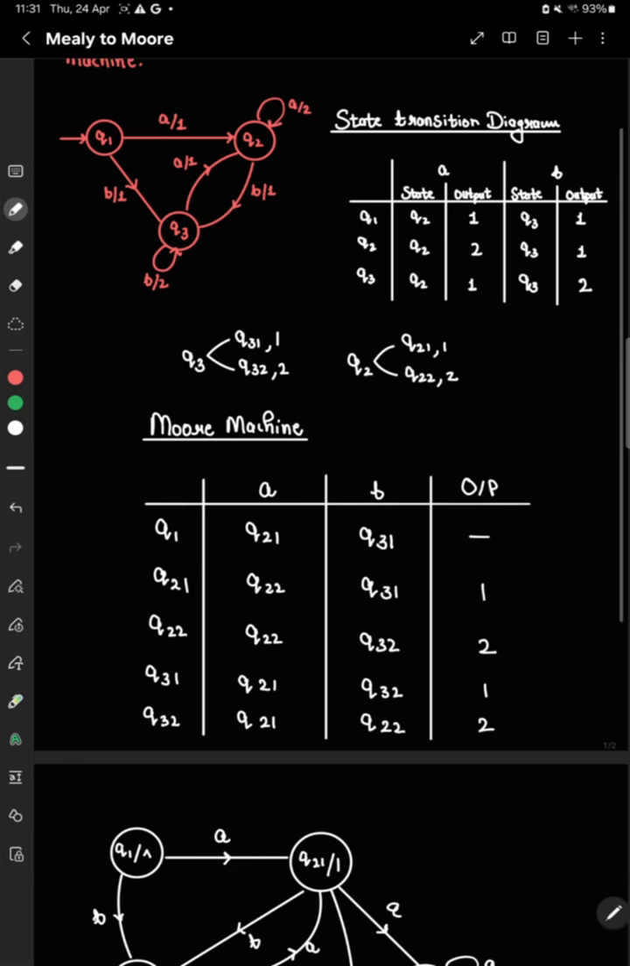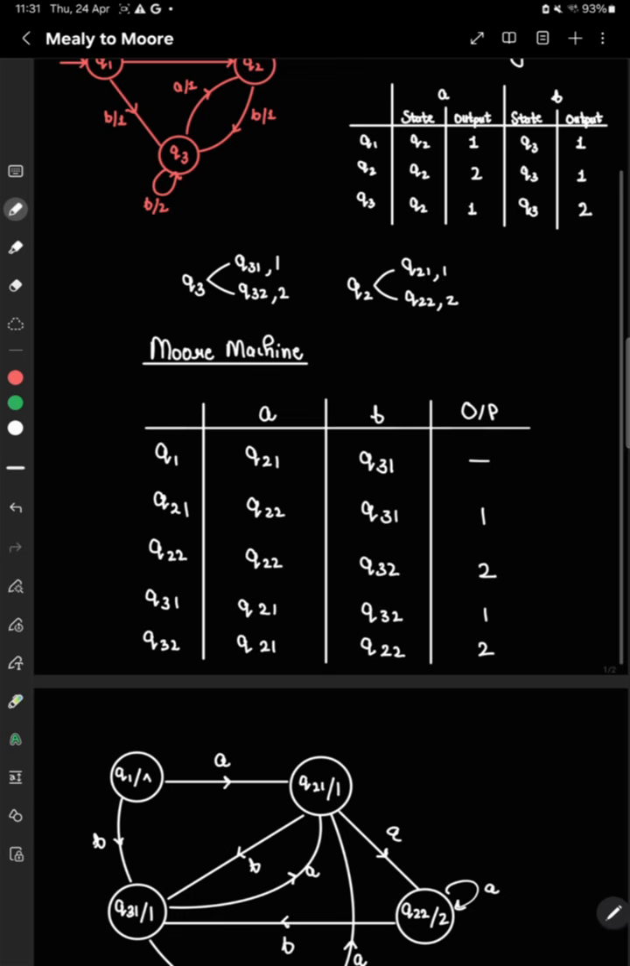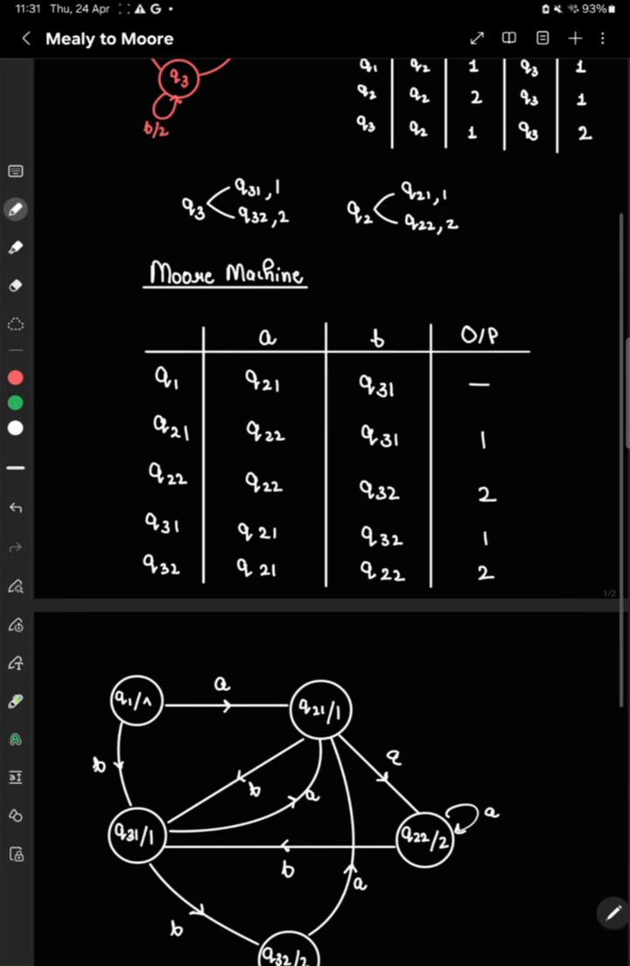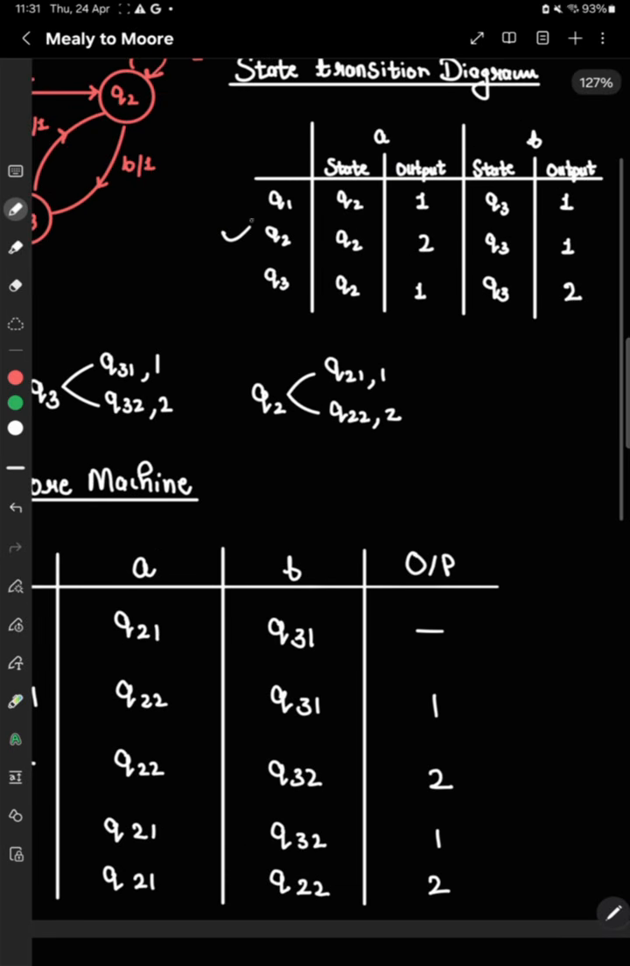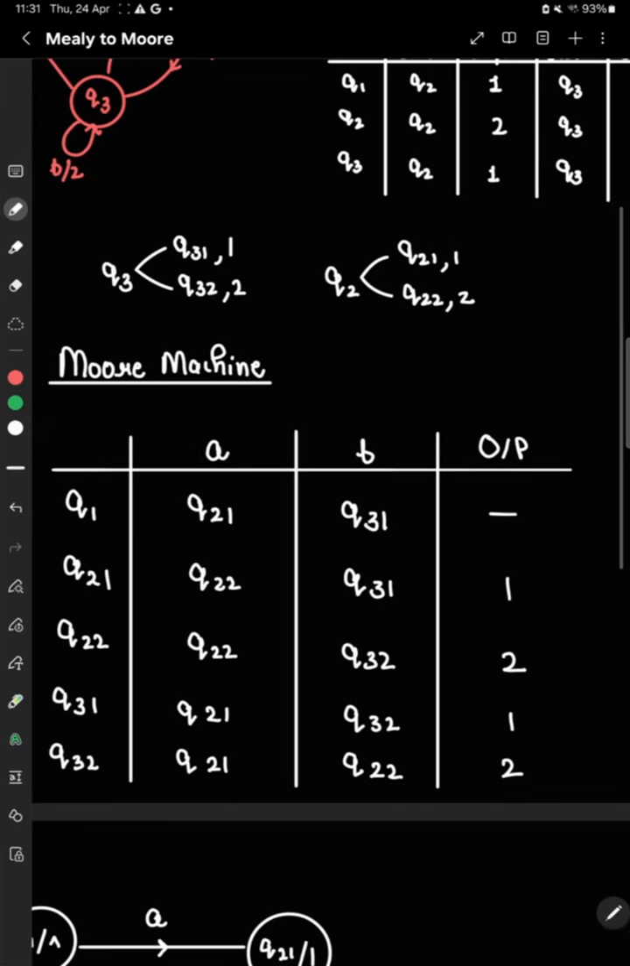Now we will create a table for the Moore machine using all these states that we have gathered here. As you can see, we have Q1, we have inputs A and B, and the output it gives. Since Q1 gives no output, as you can see in the top table, we will write a blank symbol. For Q21, we will use the table again, and we see that in Q2, on getting the input A, we go to state Q2 which gives the output 2, which is Q22. So we will write Q22 here.